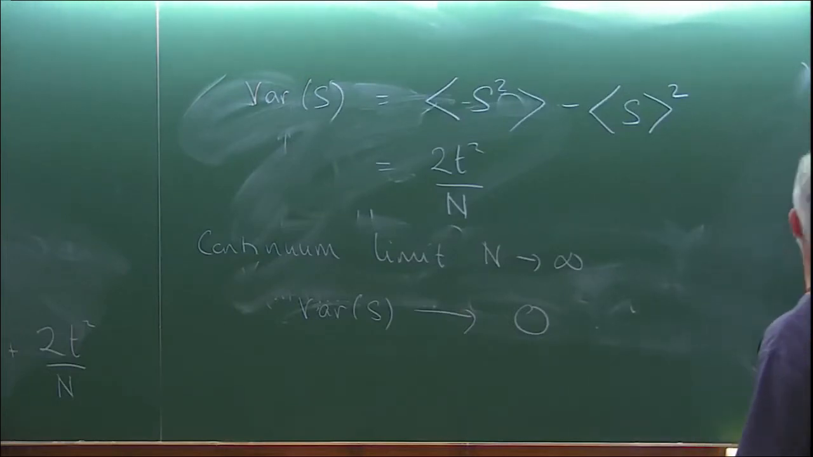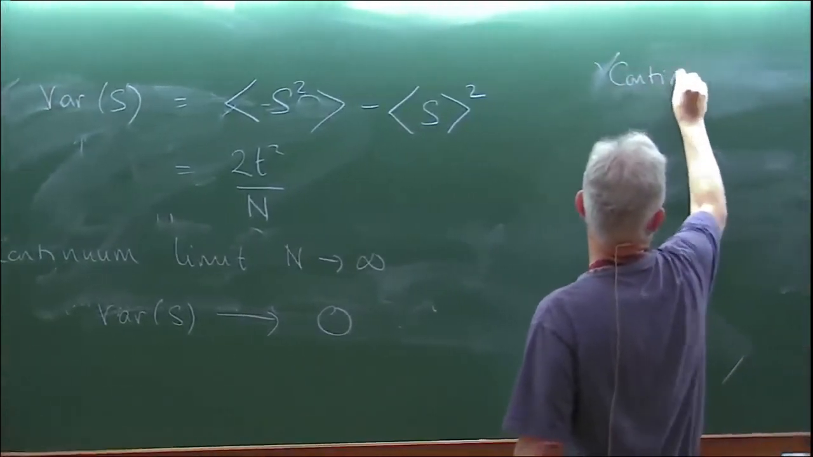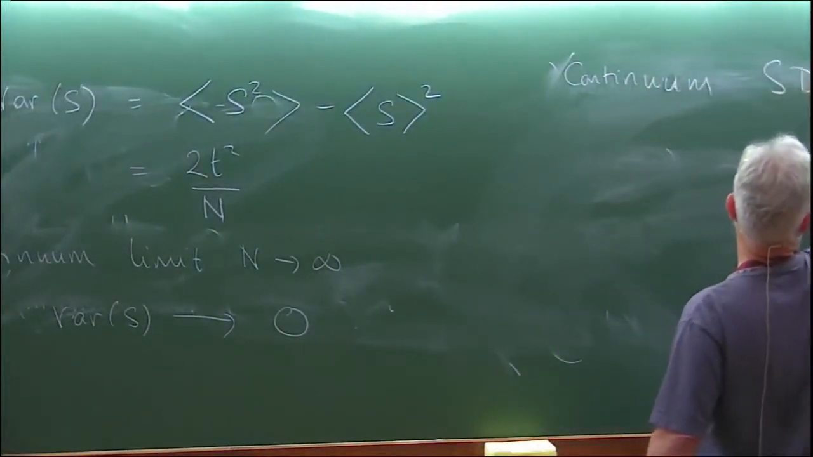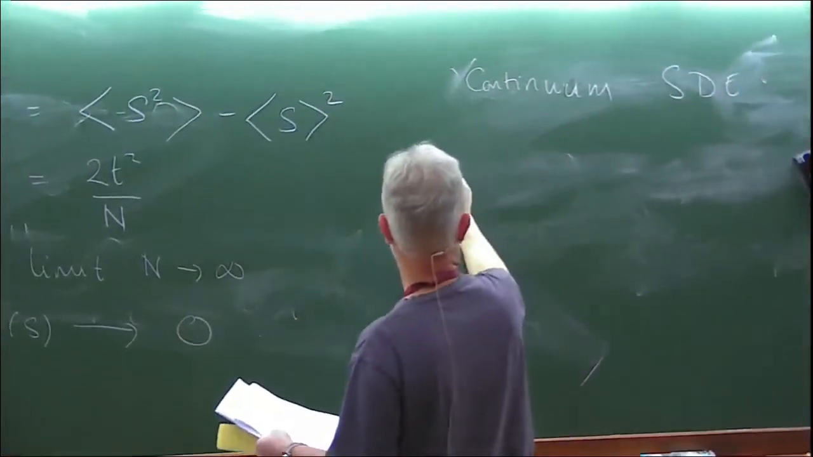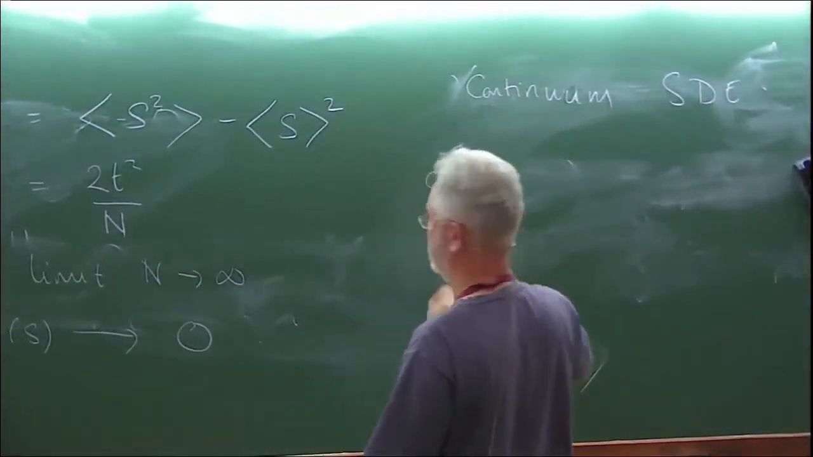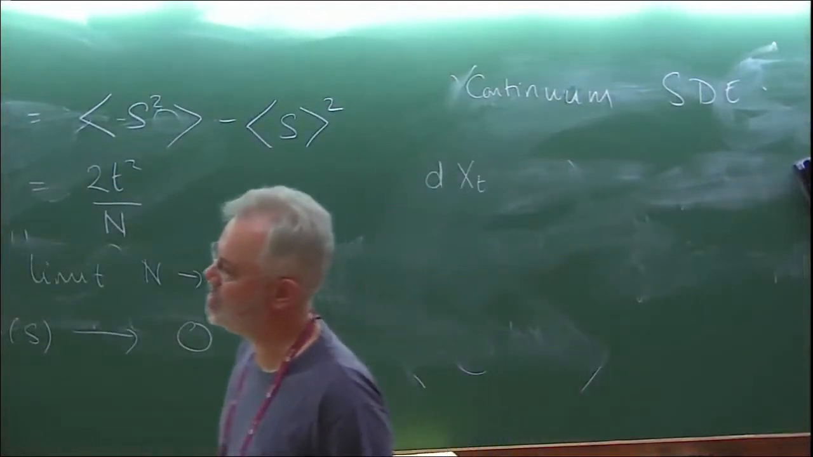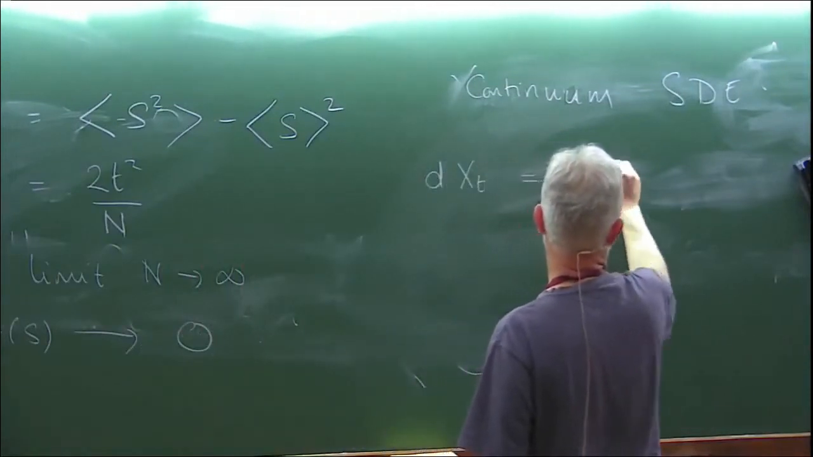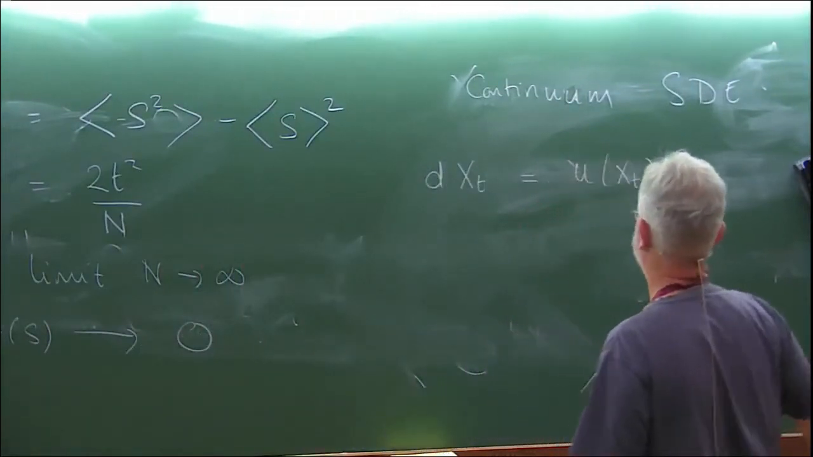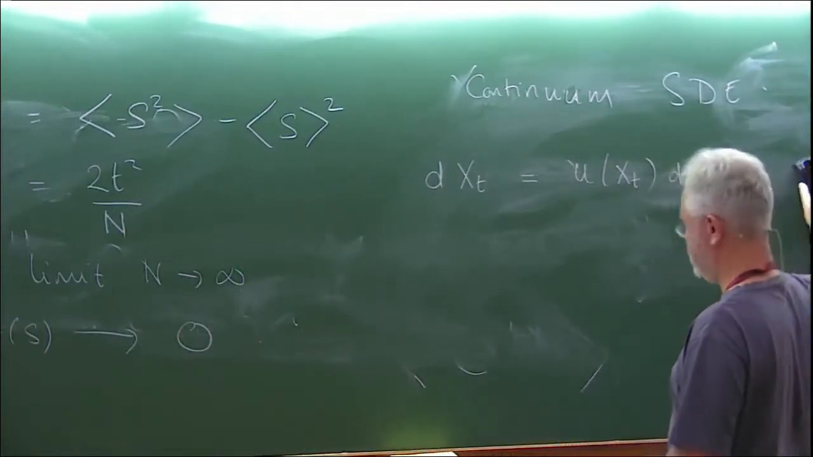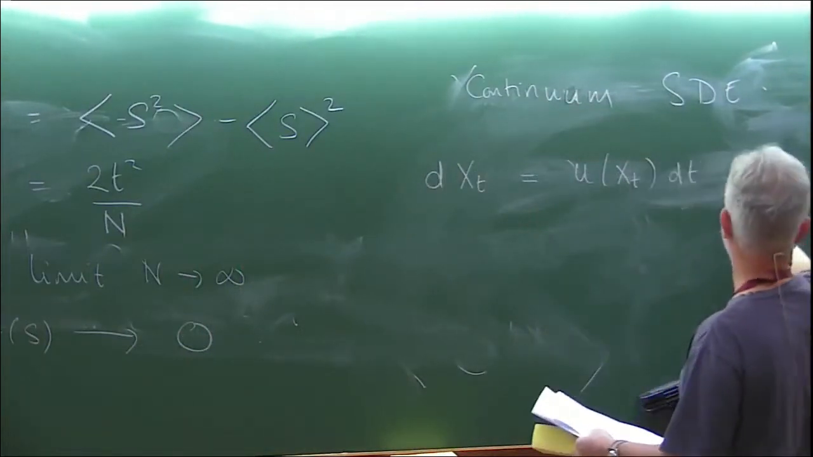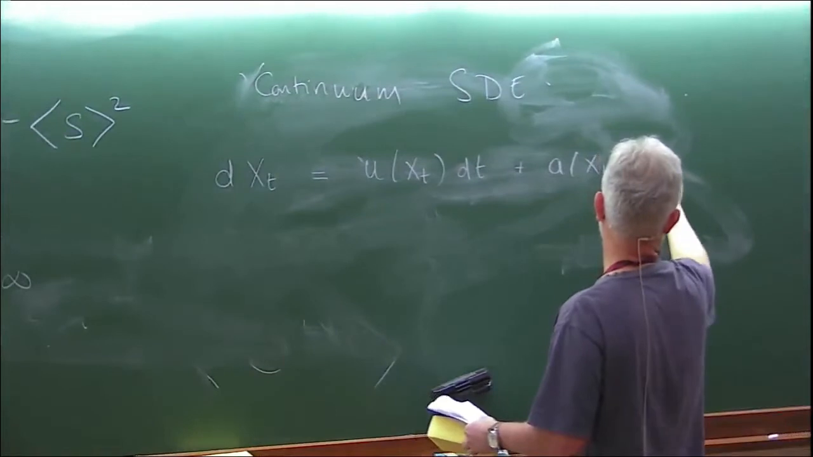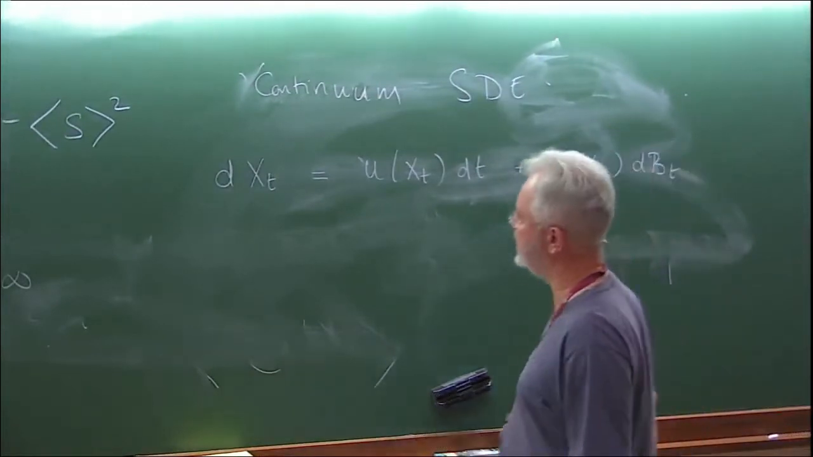So now I'm going to write down the continuum limit SDE. I just write dx of t. Delta t is going to become dt. So the part which was deterministic, I'm just going to write as u(x_t) dt, and the part which is random, I'm going to write as a(x_t), and I'm going to write the infinitesimal limit as dB_t.